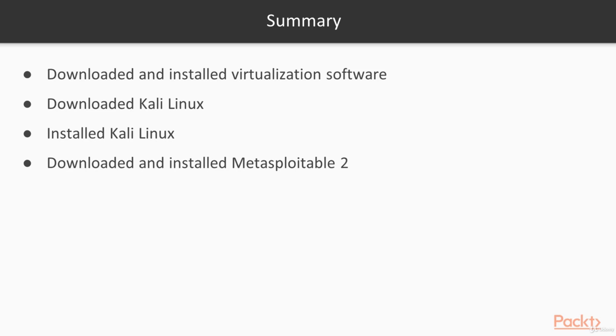From then onwards, we moved on to installing Kali Linux on VMware, which is the virtualization software of choice. Once we installed Kali Linux, we were able then to download and install our Metasploitable 2 operating system, which is going to act as our target for most of the course and will act as a fantastic way of practicing your skills.